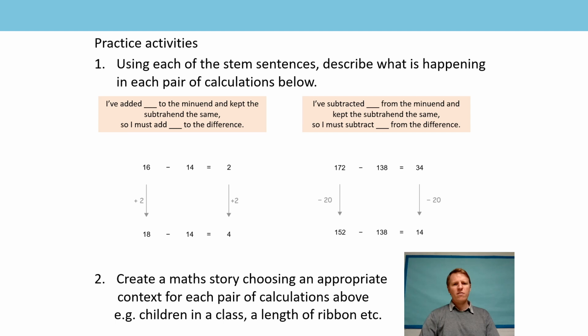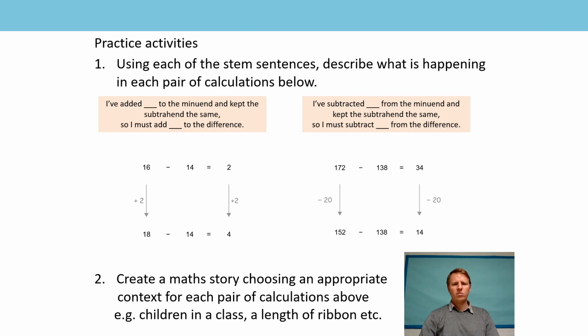Okay, so let's think about a math story, a context that we can use to describe what's happening. I suggested to think about children in a class. So for the first pair of calculations, let's think about children. In a class, you will have boys and girls. So maybe the sentence could be about this. Maybe there were 16 boys in the class, there were 14 girls in the class, so the difference would be 2. And then maybe 2 more boys joined the class, the number of girls stayed the same, so the difference would also increase by 2.